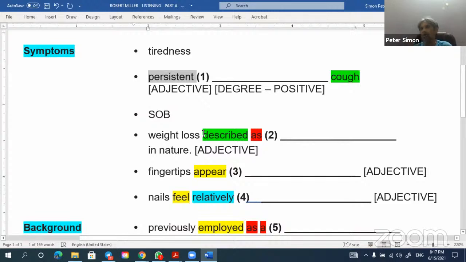Described or explained or analyzed or detailed or portrayed. Write down the words. Describe. Described. Explained. Analyzed.